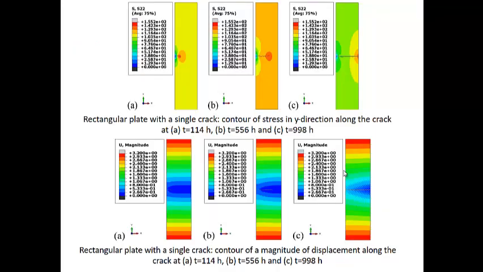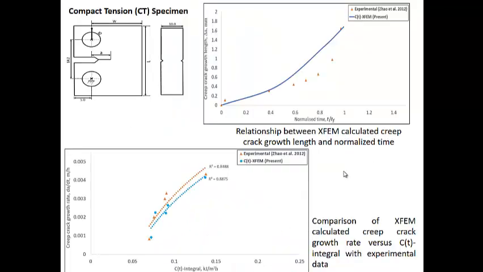Next we show the contours of the rectangular plate for the stress and the magnitude of the displacement, with the crack initiation together with the propagation of the crack. Then we go to the second one, which is the compact tension specimen.